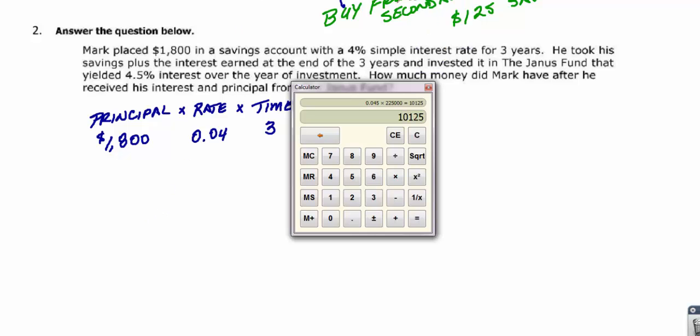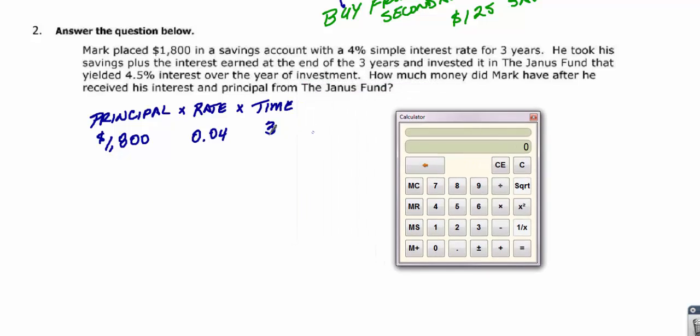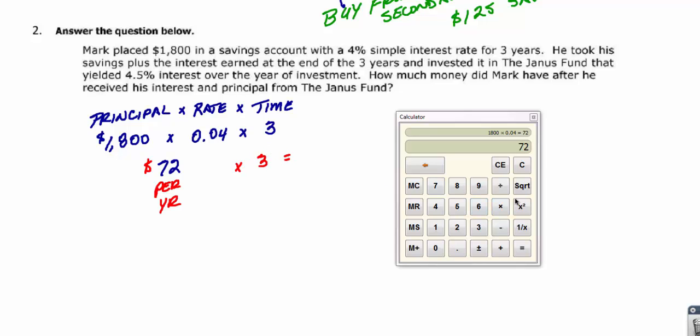So let's get our calculator back out. We're going to start by multiplying the 1,800 times the 0.04. That is $72. And that is $72 per year. And we're going to multiply that by 3 years. So multiply that by 3. And we get $216. And that is the total interest.